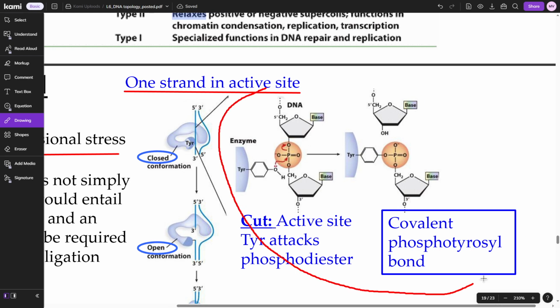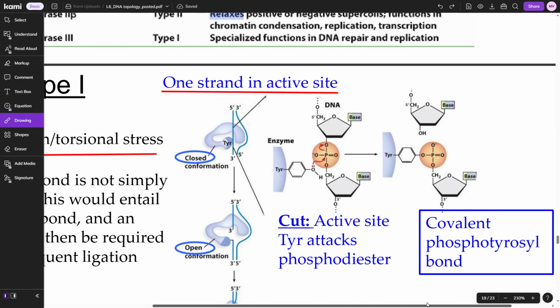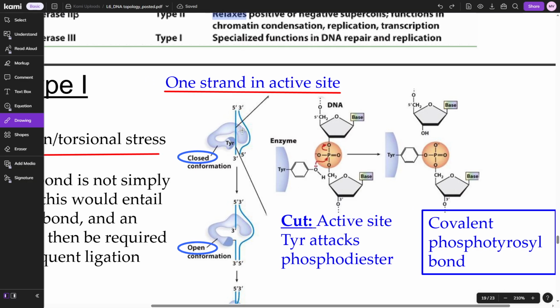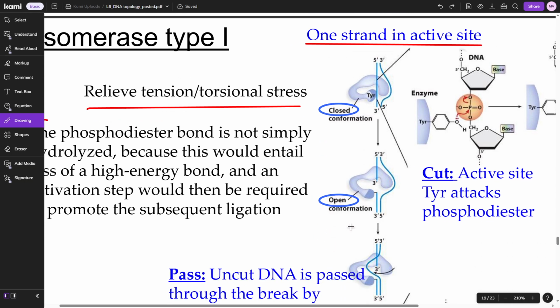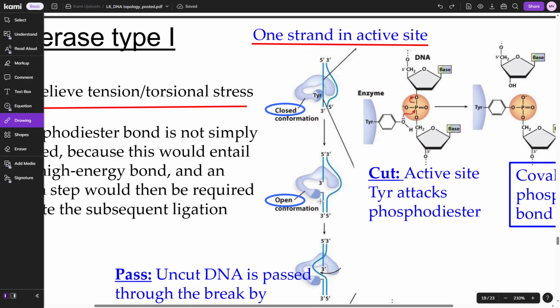They show it here. Essentially, what's going on is this tyrosine attacks this phosphate, and then we're left with one side of the strand up here and another side of the strand down there. These are two single strands, by the way. They're two complementary strands. So one complementary strand, and then the other complementary strand. And so when they do that, there's a conformational change that occurs. And so we end up with this situation where there's a cut.